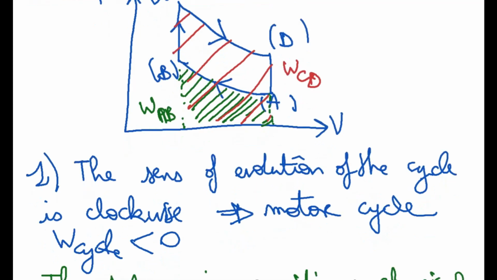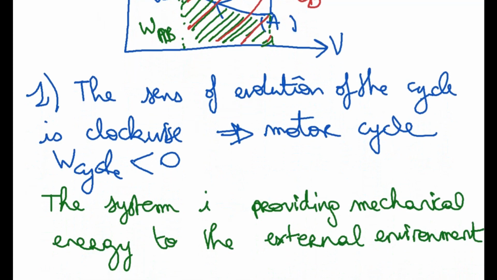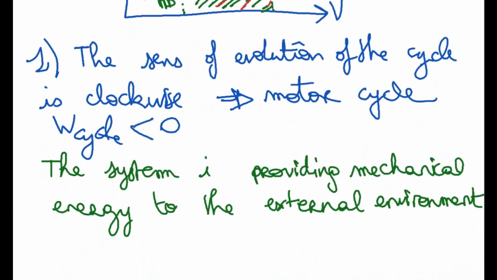So now let's come back to the questions. Now let's do the second question. In the second question, we want to prove the fact that the heat that is given away by the system to the outside during the GA transformation is the same as the heat that is received by the system during the transformation BC. So this is what we want to prove here.